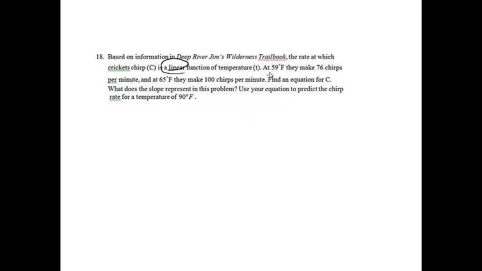All right, there are three things that they're asking me in this problem. 1, find an equation. 2, what does the slope represent? 3, use your equation to predict. So let's make sure we answer all three parts. Okay, first one, it says to find an equation for C. It did say that it's a linear function, which I know is going to be y equals mx plus b.